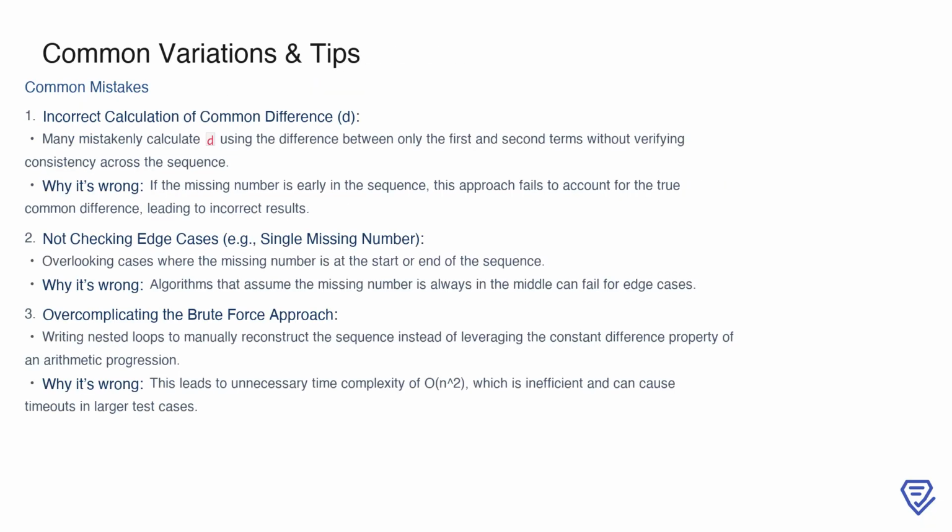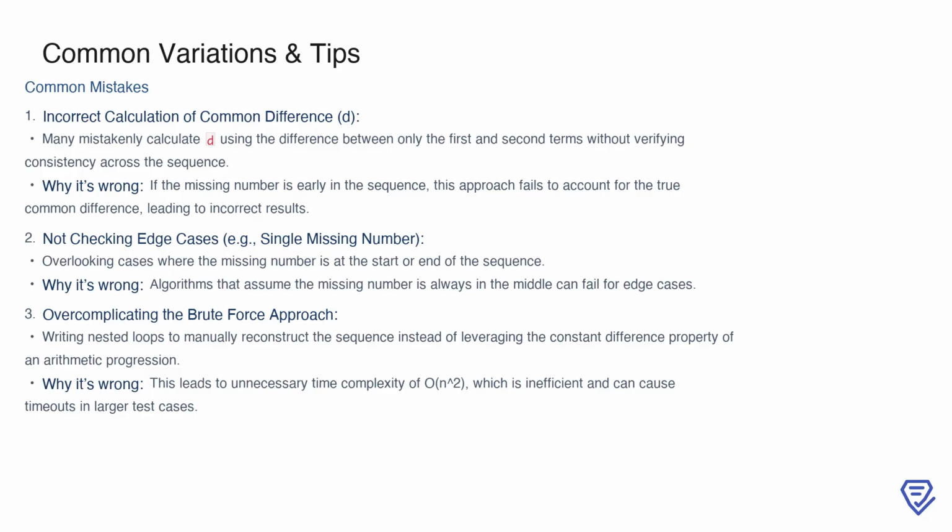When solving this problem, there are several common mistakes to watch out for. One frequent error is incorrectly calculating the common difference d. Often, people assume d is simply the difference between the first two terms of the sequence without confirming if this difference holds true across the entire sequence. This can lead to incorrect results, especially if the missing number is near the start of the sequence.